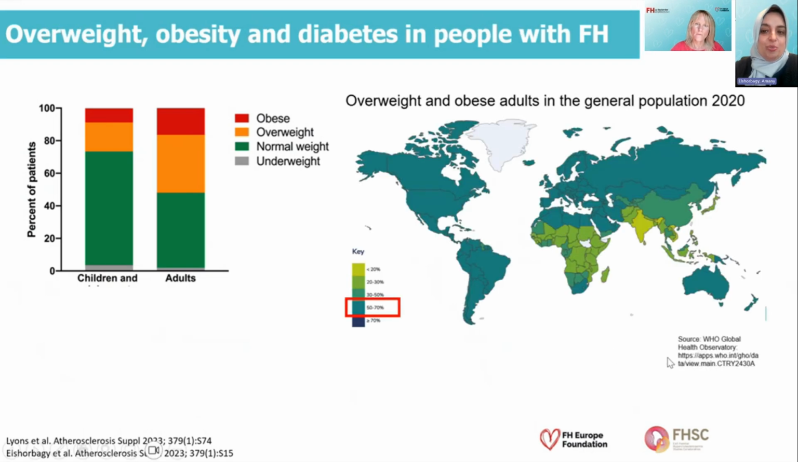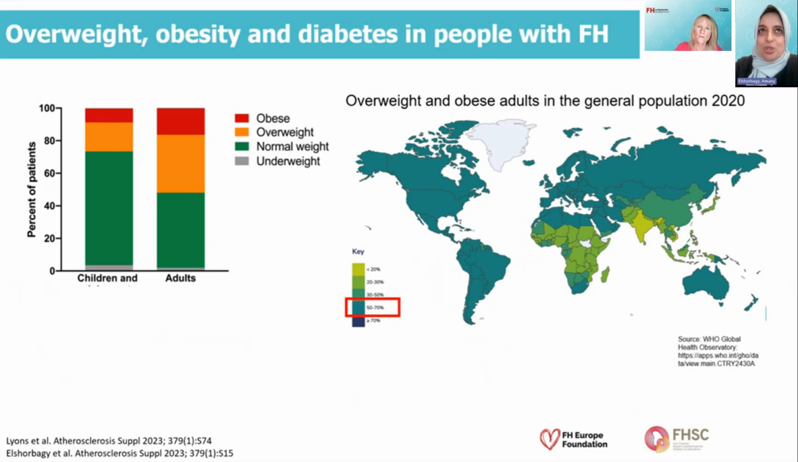Let me tell you that it's very similar to what you would get in people without FH. These are stats from the World Health Organization from 2020 for adults in the general population. And you can see here that for most of the world, at least 50% are overweight or obese. So very similar, and nothing to say that people with FH are protected from overweight or obesity, or vice versa. It seems to be a similar prevalence to the general population.